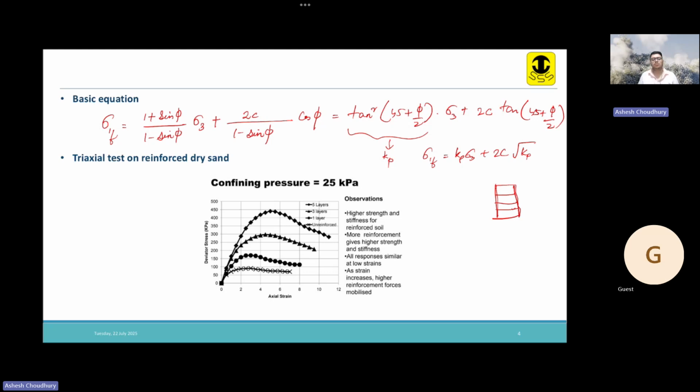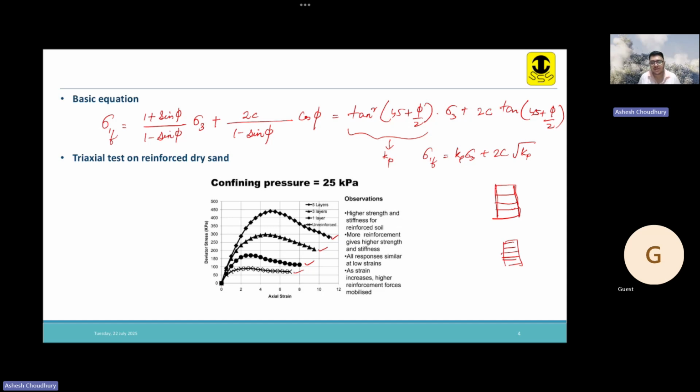Now, first, what we do, we test an unreinforced soil sample, just a normal unreinforced soil sample. We test it, we get this particular curve. Next, we put only one layer of reinforcement. Then we get this. Then we make 3 layers of reinforcement. Then we get this, and then again we increase the number of reinforcement to 5 layers. Then we get this. So, what are our observations from these curves?